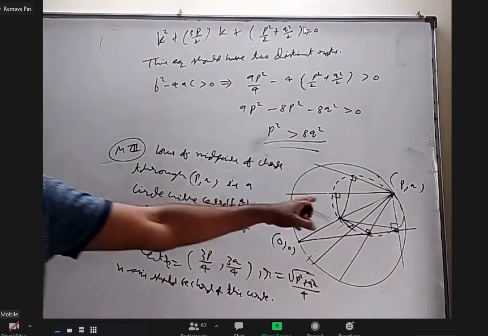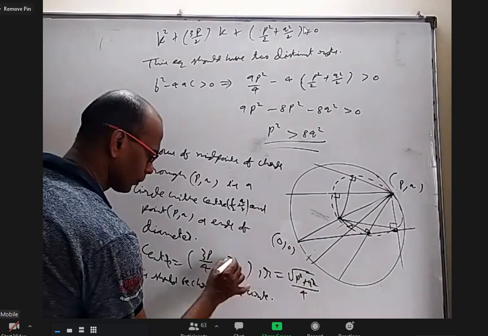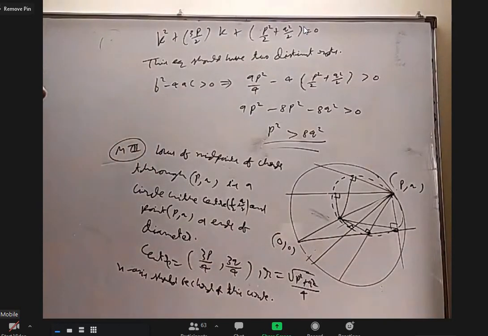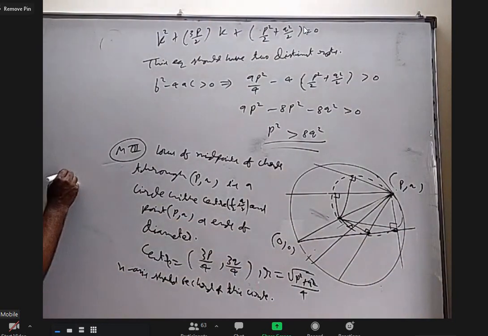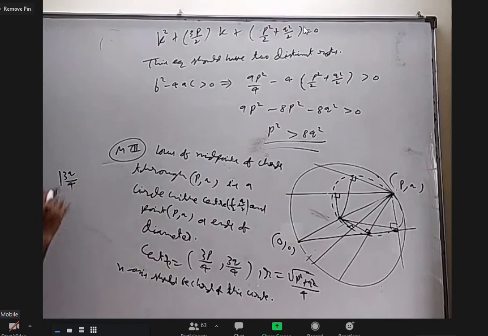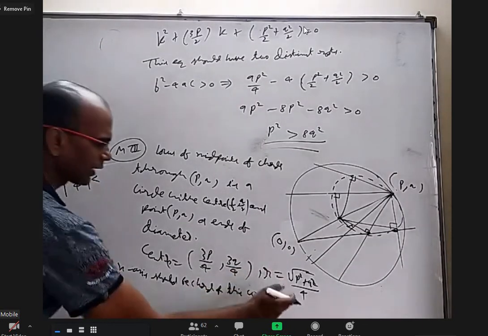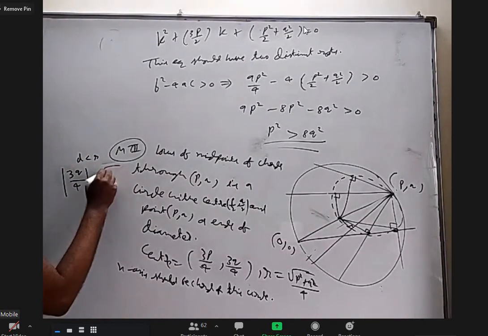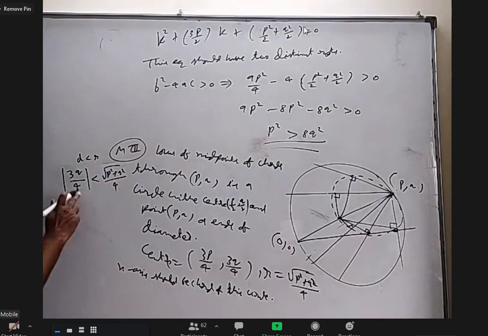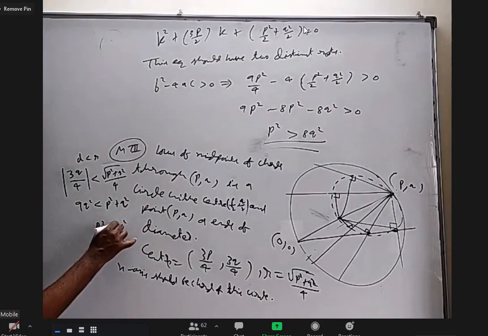That means from this new center, the perpendicular distance to that line should be less than the radius, not equal to the radius. So from any point to x-axis, the distance is the y-coordinate. So I will be getting mod 3q by 4. Mod 3q by 4 should be less than the radius, that is d less than r. That is root over p square plus q square by 4. Both are 4, cancel it. 9q square is less than p square plus q square. 8q square, p square is greater than 8q square.